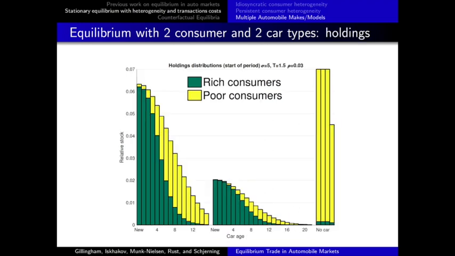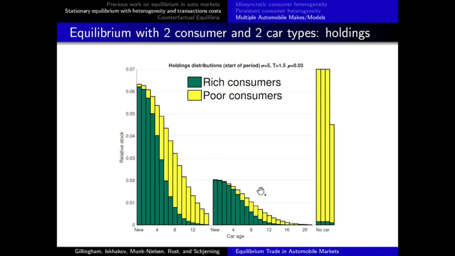Here's the equilibrium with two consumers and two car types, car type number one and number two. This is the luxury car, and you see much fewer poor consumers in the luxury car. They're buying mostly from this normal car, and they're still buying from the rich. But still, there are some consumers even for the luxury car that buy some of the older vintages of that car.